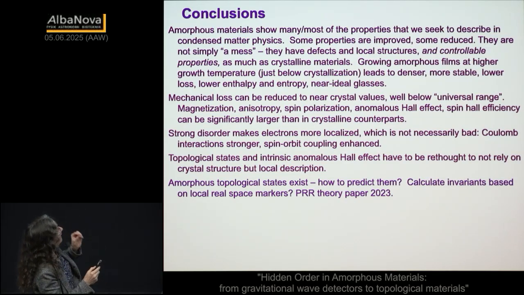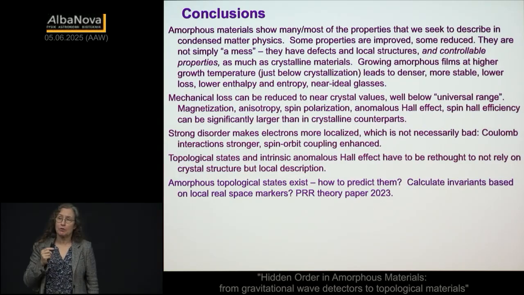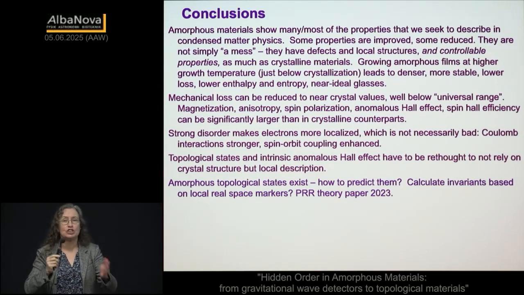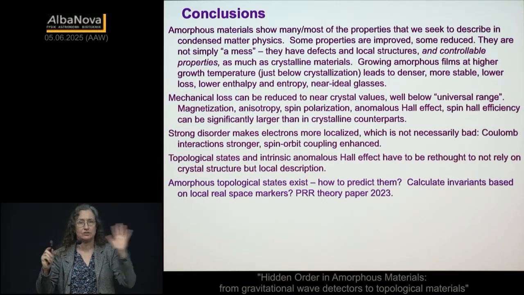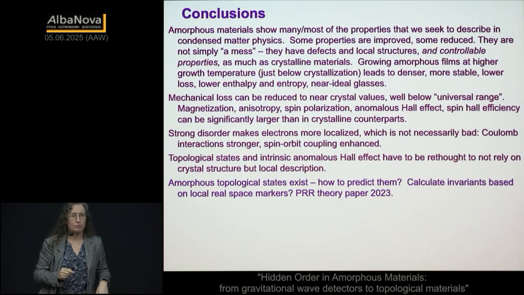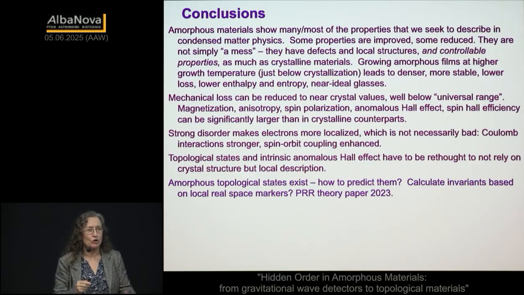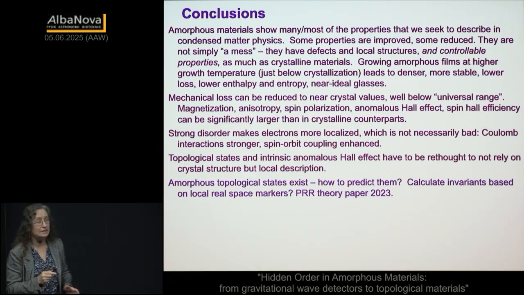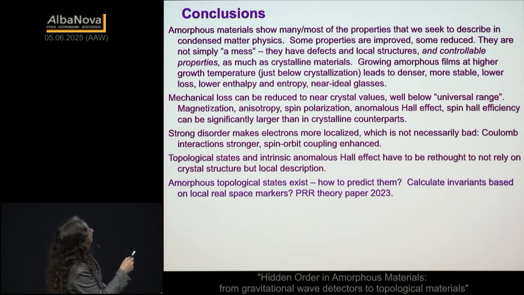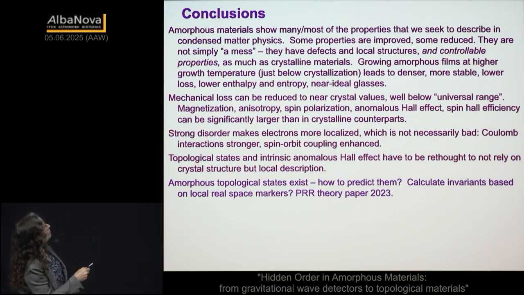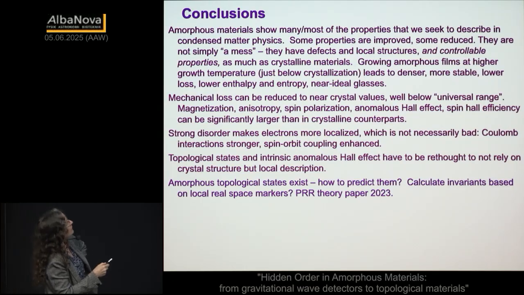Growing an amorphous film at a higher growth temperature is counterintuitive to most people, but that's the underlying point. You grow it at the highest temperature that you can just before it starts to crystallize. Once it starts to crystallize, it's inhomogeneous, and you should not. I threw a student's almost-thesis in a trash can because they brought me a whole bunch of work on a partially crystallized material. It's just inhomogeneous. I don't want to look at inhomogeneous materials. Mechanical loss can be reduced to near crystal values, well below the universal range. Then all these other properties can be significantly larger than in crystalline counterparts.